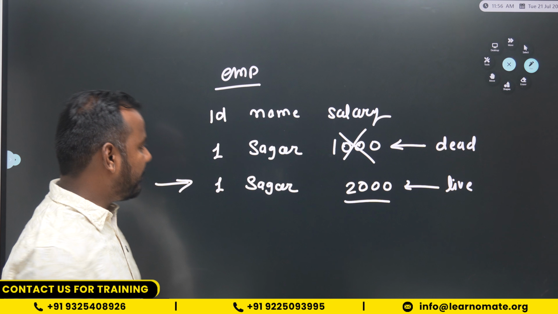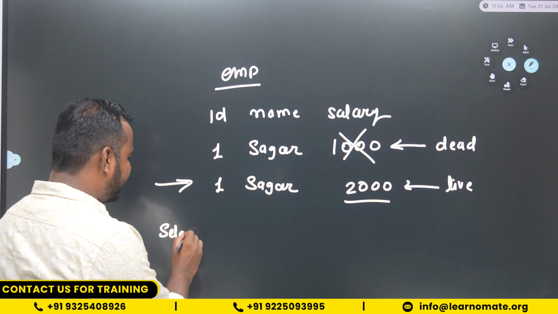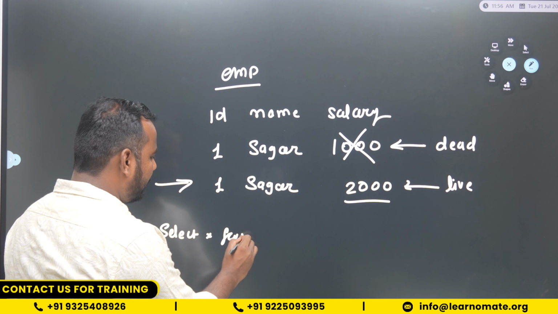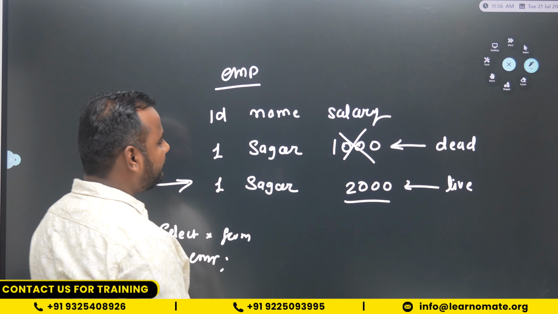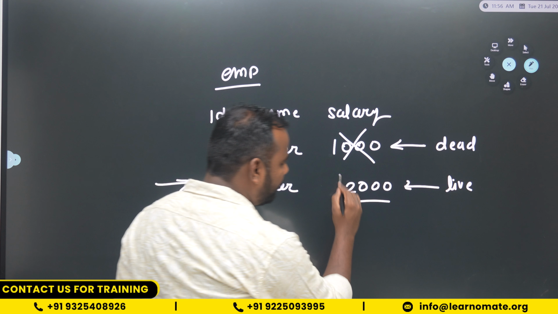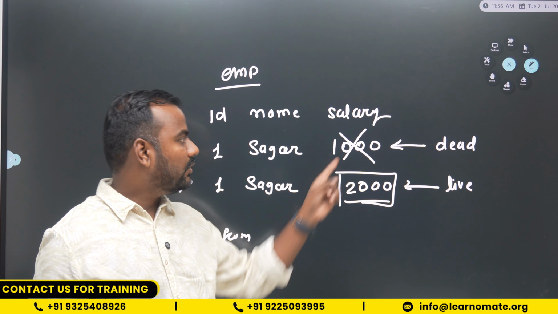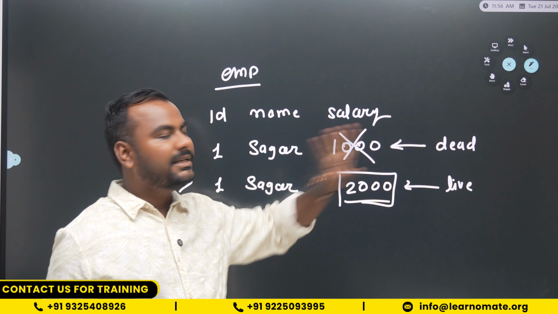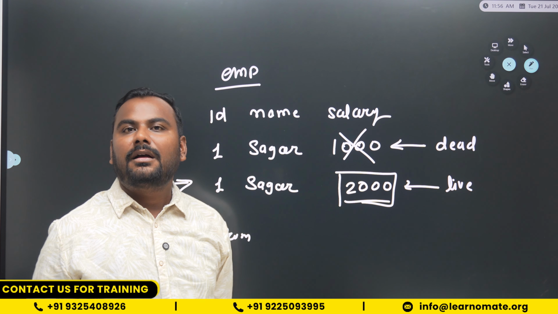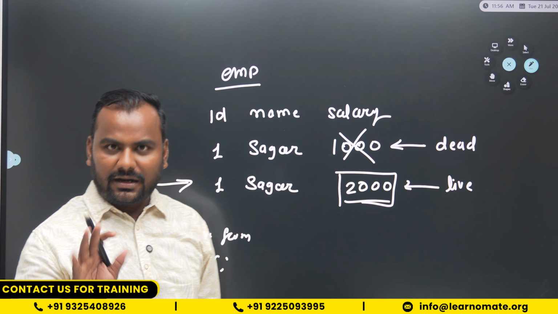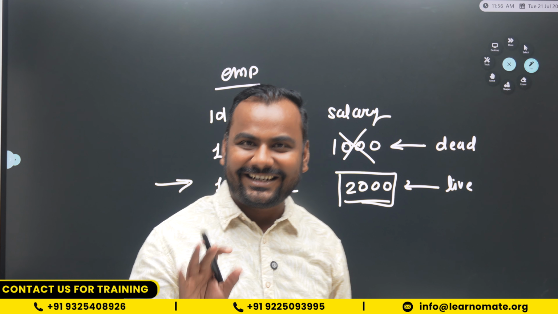Now when you fire a command, like select star from emp, which record will come? The record with 2000 will come and it will be visible to the end user, not the previous one, because that tuple is a dead tuple. Understanding, right?